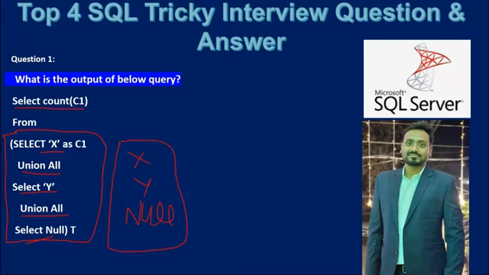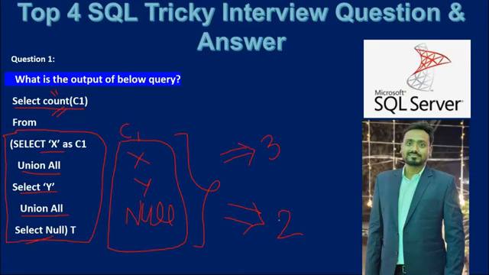After that, we are going to do the count of C1, which is basically the C1 column. If we do the count of these three, then ideally it should return 3, but it will not return 3. Why? Because whenever you use an aggregate function, and any null value comes under it, that null value will be ignored. So the output will be 2. That's why the interviewer has asked this question.